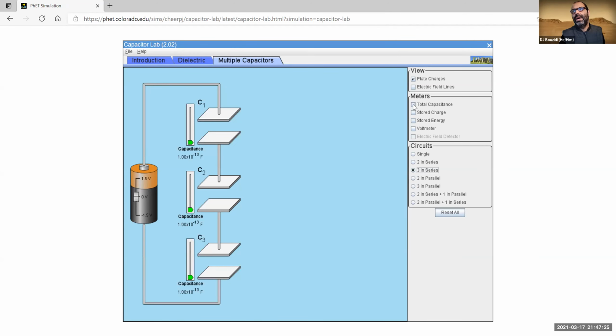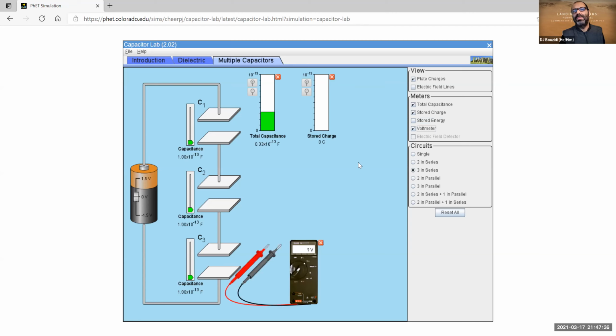3 in series. And we need the total stored charge, and this is the capacitance, actually, and the stored energy. We don't need storage. We need the voltmeter, actually. Okay. We need this guy to be set at 1.5.